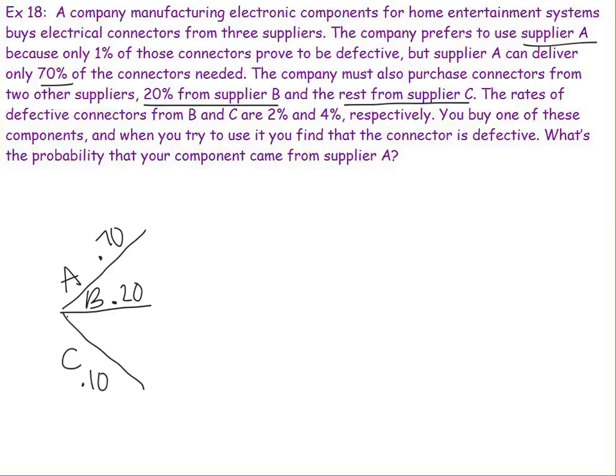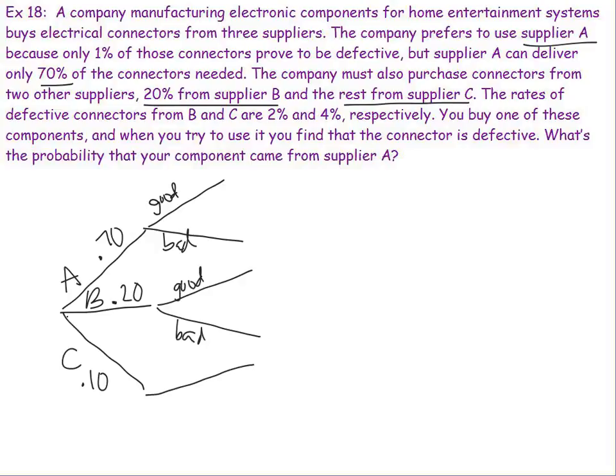So we've bought our connectors, they've been delivered. We start using them. Well, what's the options? They're either going to work or not work. So they're either going to be good or bad. Instead of writing out the big long words defective and not defective, I'm just going to use good and bad. So A is either going to be good or bad. B is also going to be good or bad. And C is going to be good or bad.